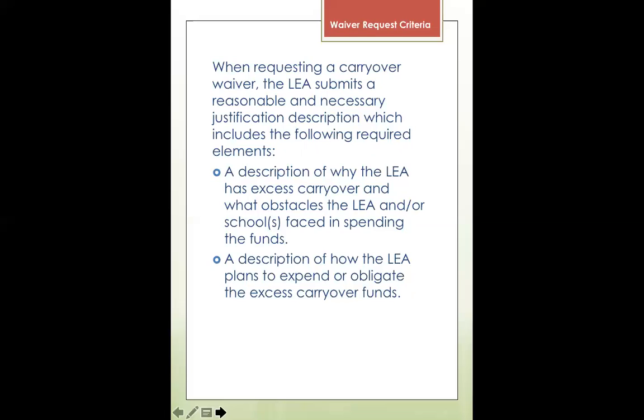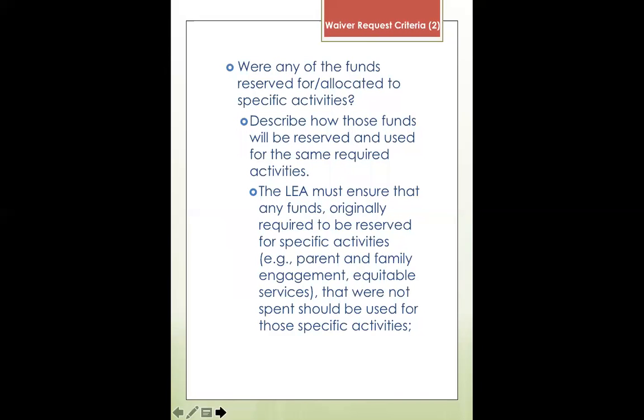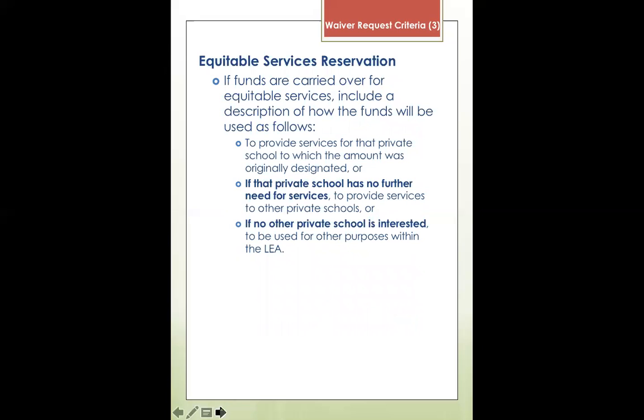They also articulate the requirements for equitable services on the next slide, which I thought was helpful, because that's always been in question. Were the funds allocated for specific activities? You need to describe how this had to do with the reservations. What the guidance says is that if funds are carried over for equitable services, so say you had a pot of money reserved for your equitable services for private schools, and you didn't spend all of that money that was reserved, then they give you 3 things that might occur there.